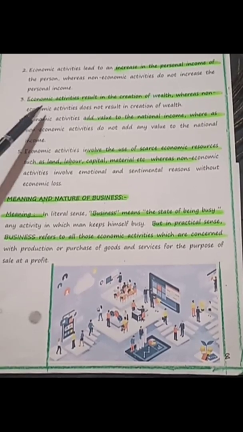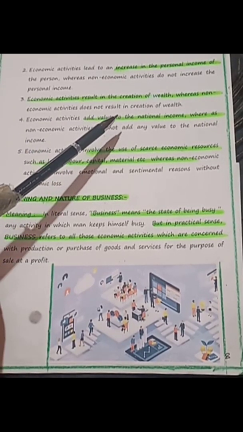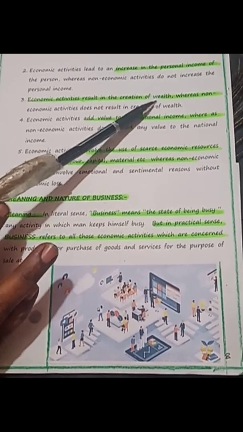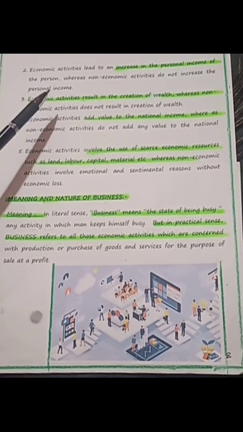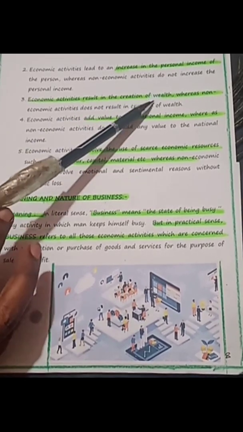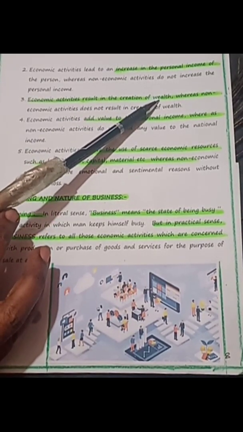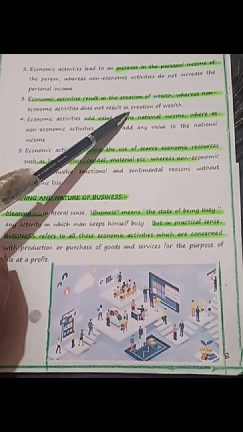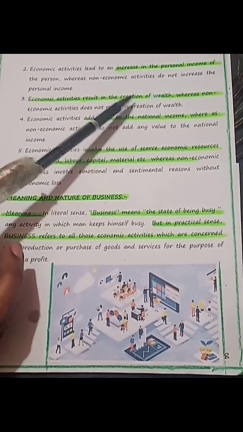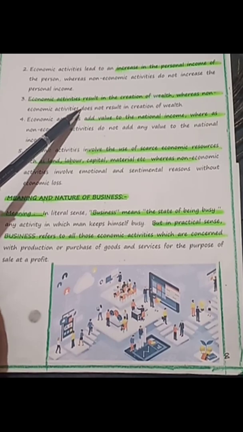Third point, economic activities result in the creation of wealth. Children, wealth is nothing but money and property put together. So economic activities result in the creation of wealth as it is money motive here, whereas non-economic activities do not result in the creation of wealth. So quite opposite to economic is non-economic.